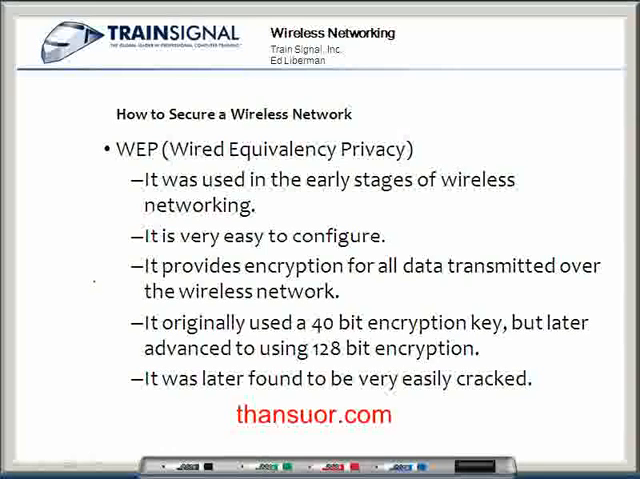Okay, so this was used in the early stages of wireless networking. The good news with WEP is that it's amazingly easy to configure. Okay, if you want to implement WEP, it's really, really easy to do.